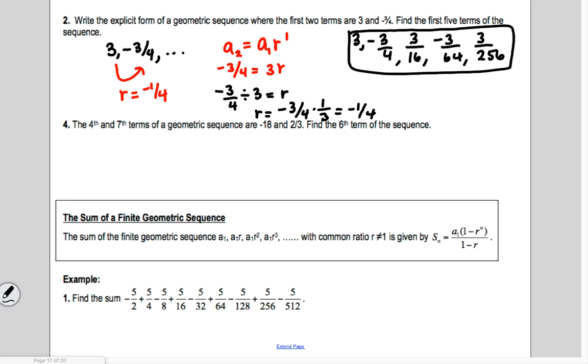All right, try number 4. So write an equation that relates the 4th to the 7th term. I don't know why it's number 4. It should be number 3, shouldn't it? But write an equation that relates the 4th and the 7th terms. And then I want you to find the 6th term.